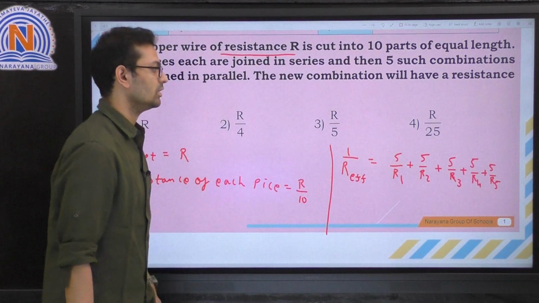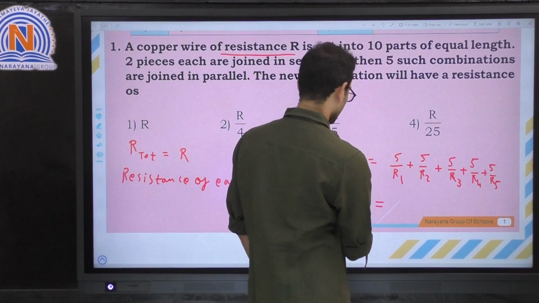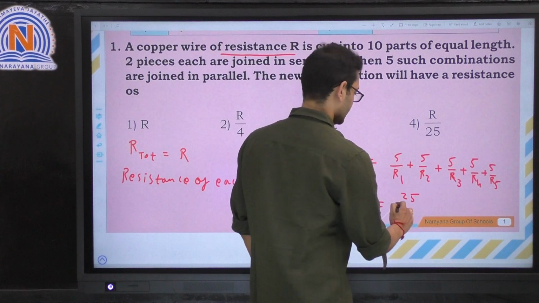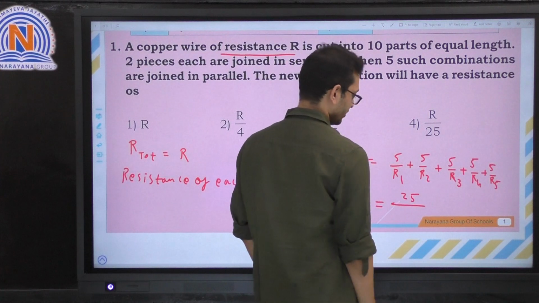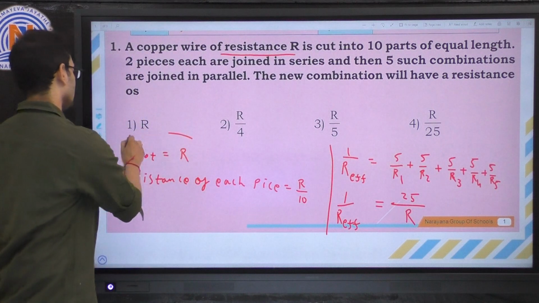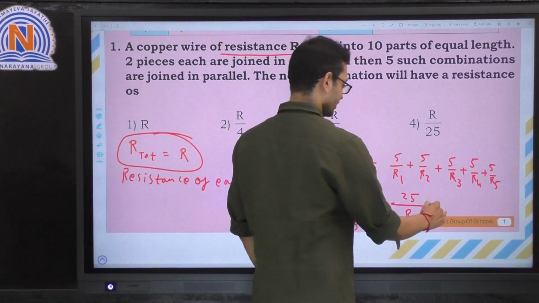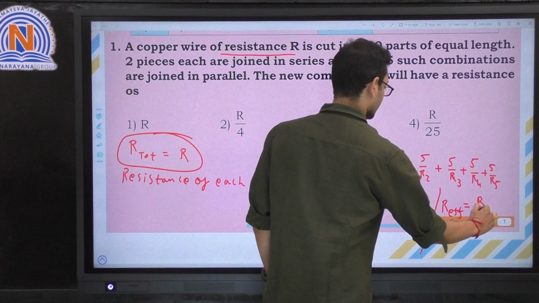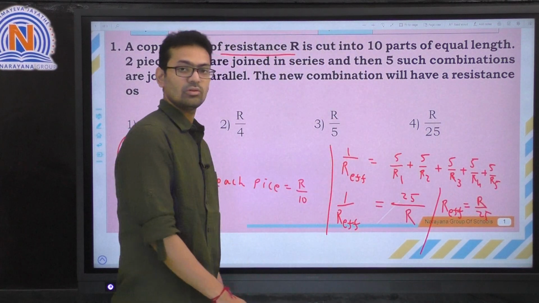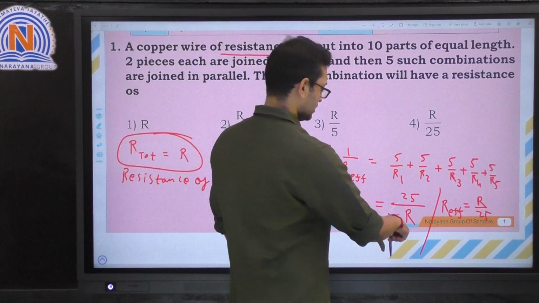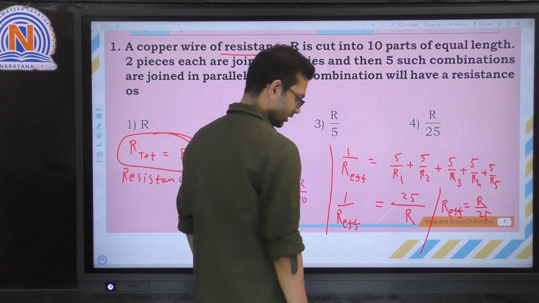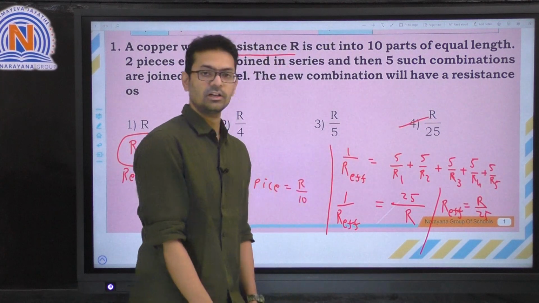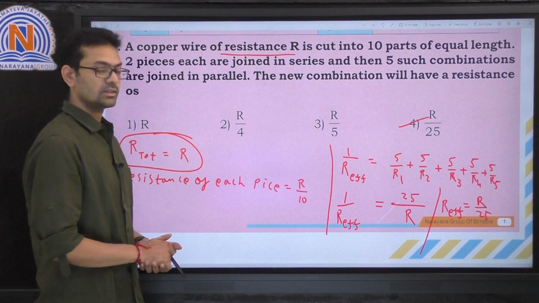If you take this whole thing, you will get 1 by R effective is equal to 25 by R1 plus R2 plus R3 plus R4 plus R5, which is R, because the total resistance is R over here. Therefore R effective is equal to R by 25. Which option is it? R by 25 is the 4th option. Hope this question is helpful for you. Let us get into the next problem.